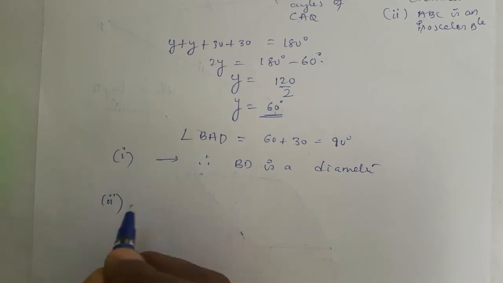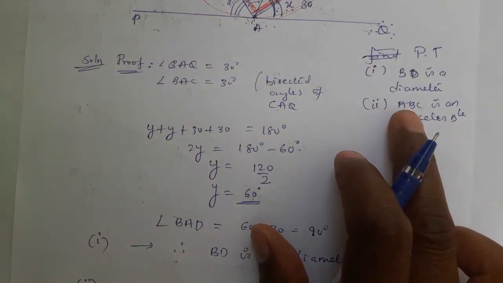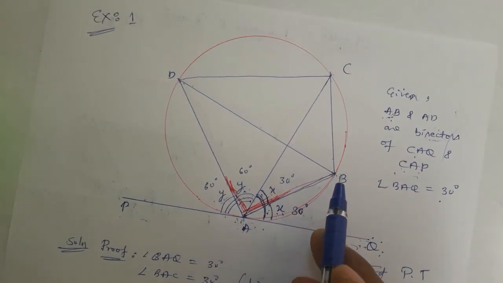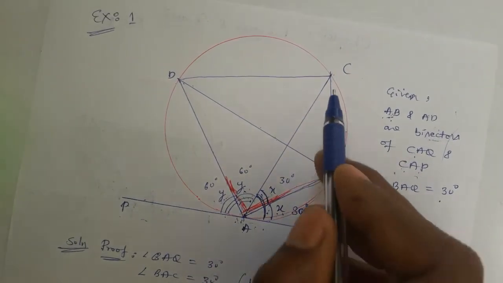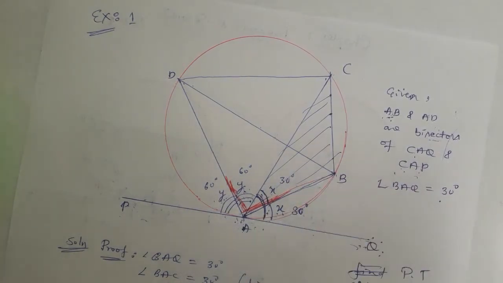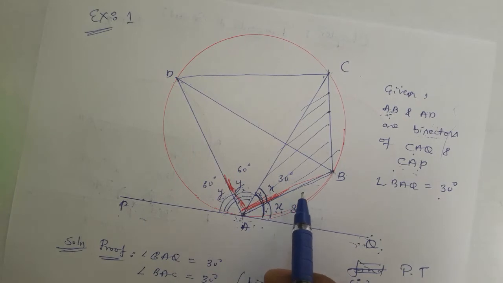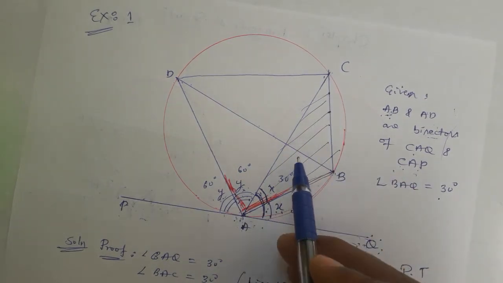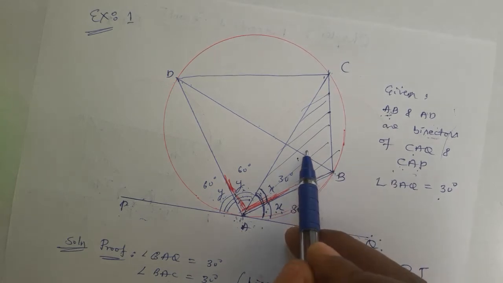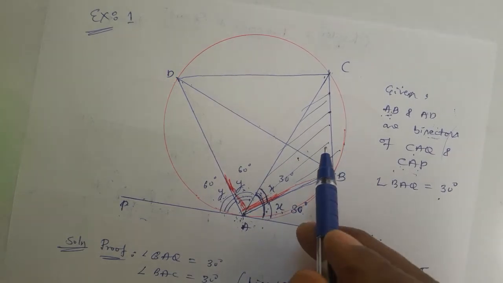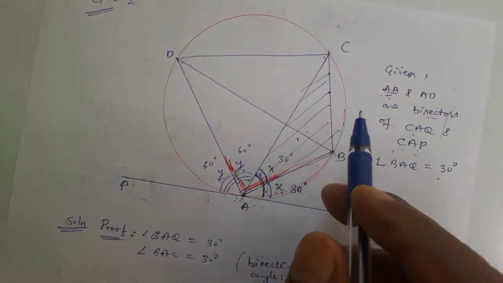We go to the second sub-question. What is the second sub-question? They told us to prove that ABC is an isosceles triangle. Where is ABC? ABC. Thus I simply shade that triangle. So they told us to prove this triangle is an isosceles triangle. ABC. This triangle we need to prove is an isosceles triangle. To prove this triangle as an isosceles triangle, at least in this triangle, two angles should be equal. We know that isosceles triangles have two base angles equal.